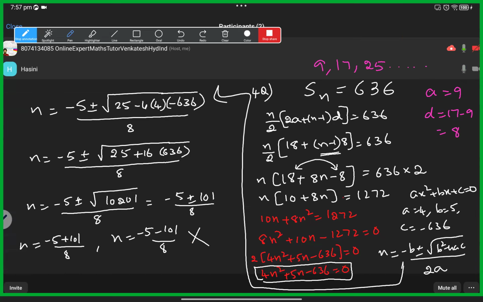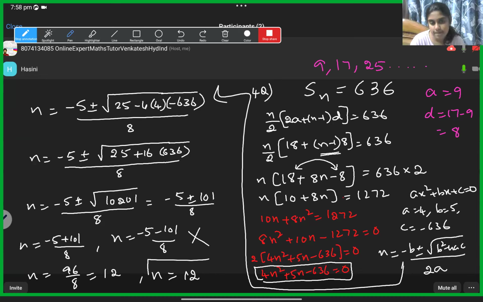n value cannot be negative, a negative fraction or a negative integer. So n is equal to minus 5 plus 101, which is 96 by 8, which is 12. So the number of terms to be added is 12 to get the sum as 636. Okay, Hasni? Okay, sir.